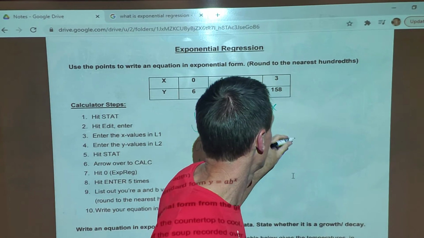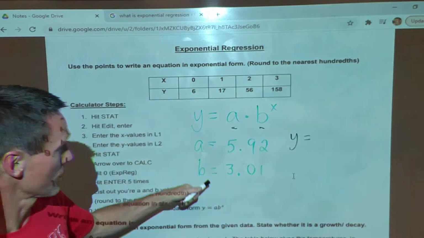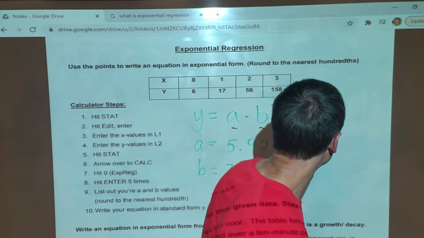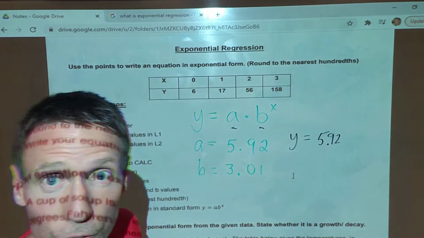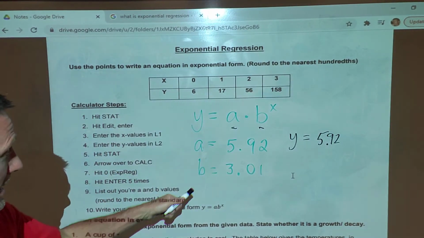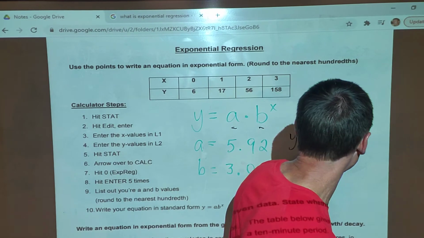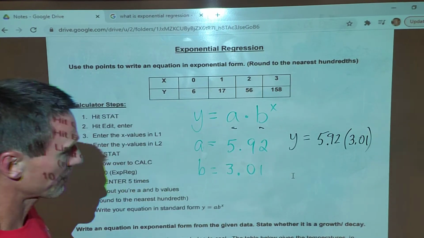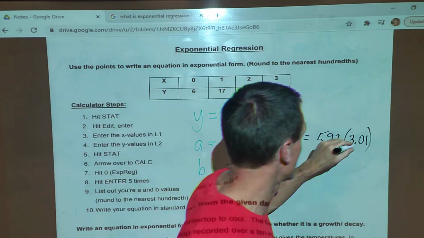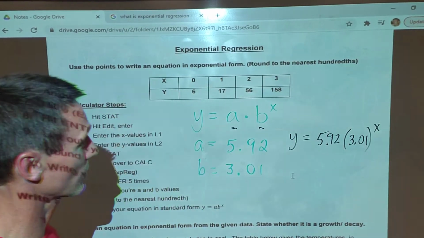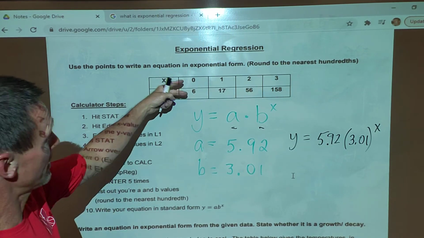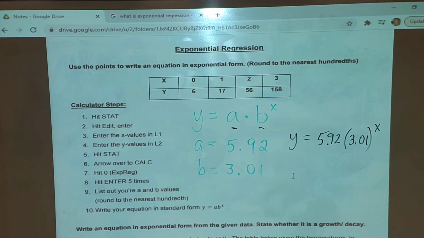So we have y equals, my A is 5.92. Hope I don't run out of room on the board. I think you can still see that. My B value is 3.01, putting that in parentheses, and our exponent is x. So that would be the equation for exponential regression given this set of points.